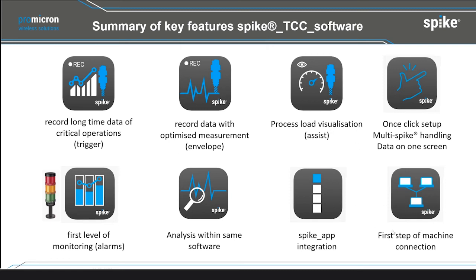This system is the first step of machine connection, and this is also one of the key features which we have optimized. We now have a one-click setup. We have the multi-Spike handling functions, and this was very important to us as well. Data will be seen on one screen, so you don't forget to look at the Spike Polar, which is so important.